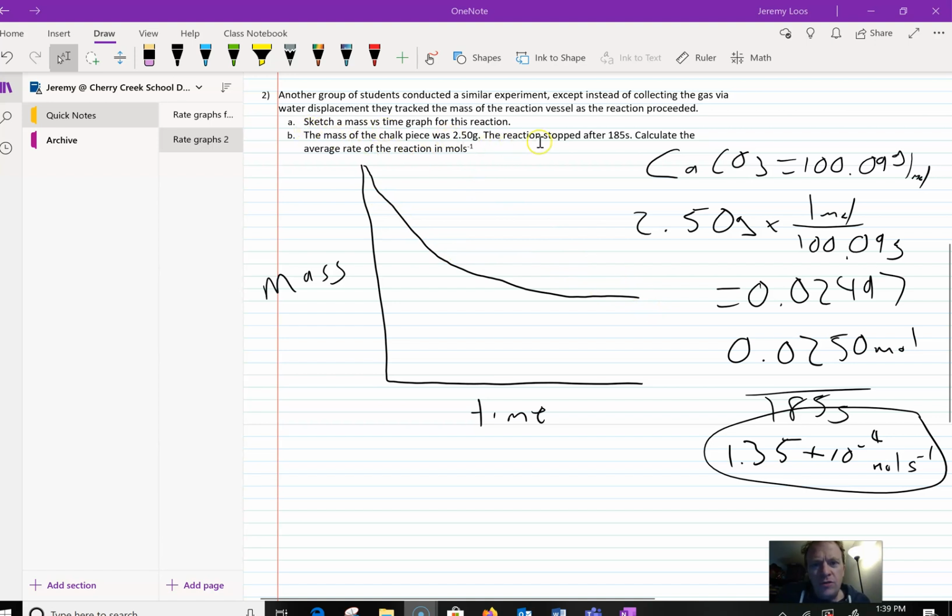The mass of the chalk piece was 2.50 grams. It stopped after 185 seconds. Calculate the average rate of the reaction in mole per second. Okay, so we've got moles. We've got to make that unit happen. It's going to be moles divided by seconds.